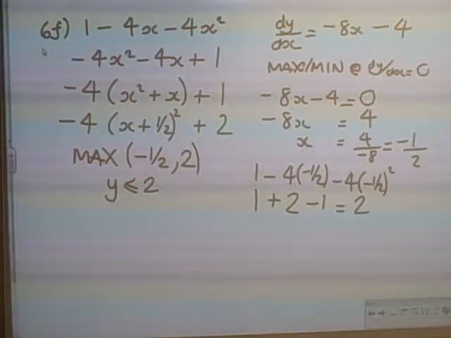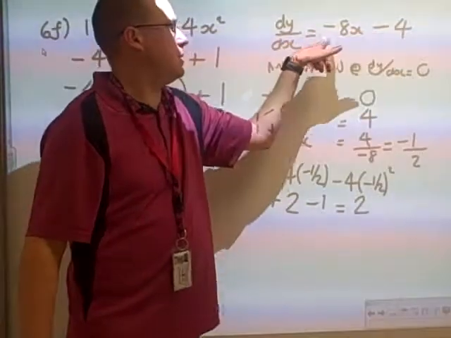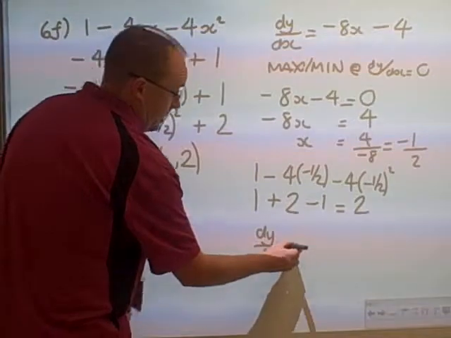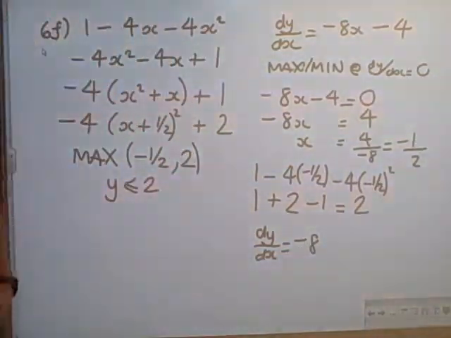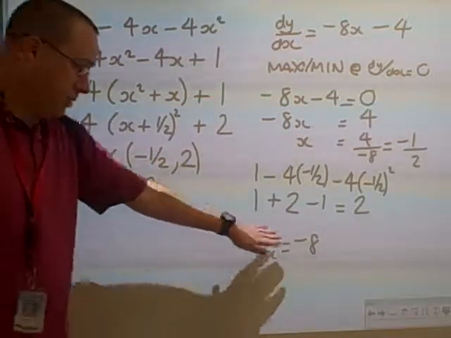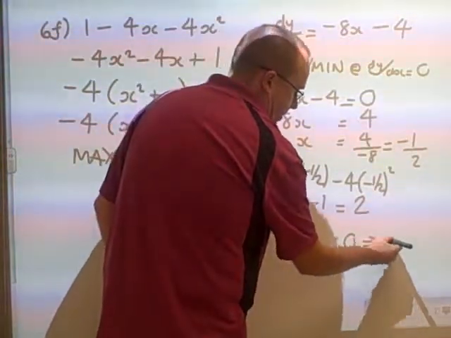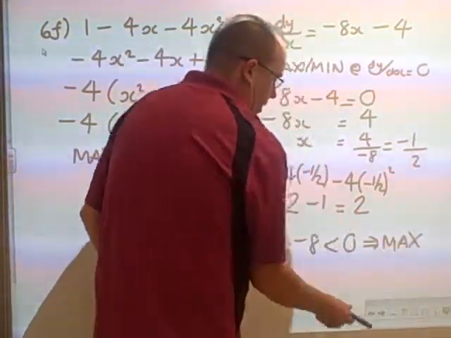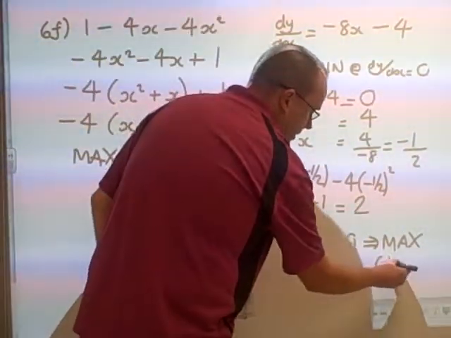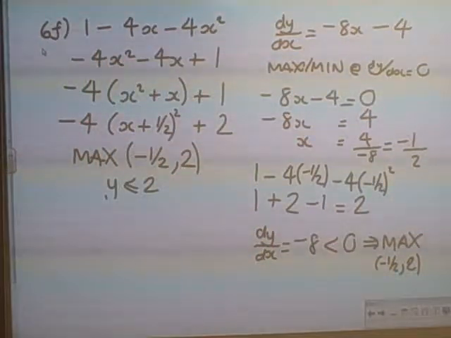Now to find if it is a maximum or minimum, we're going to do the second derivative. So in other words, we're going to differentiate this expression. So derivative of that is going to be -8. And derivative of -4 is just 0, so that's my second derivative. As this is just a number, we can say straight away this is less than 0. And therefore, that means that this is a maximum at the point that we found, which was (-1/2, 2). Just to check, we can see that that is indeed the same answer.